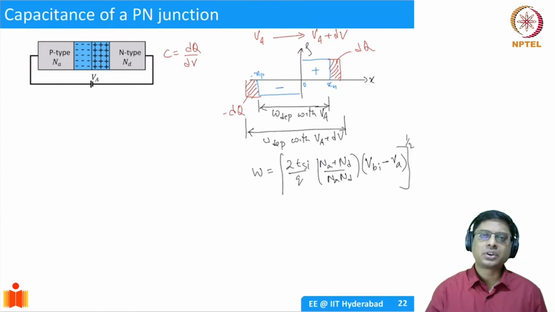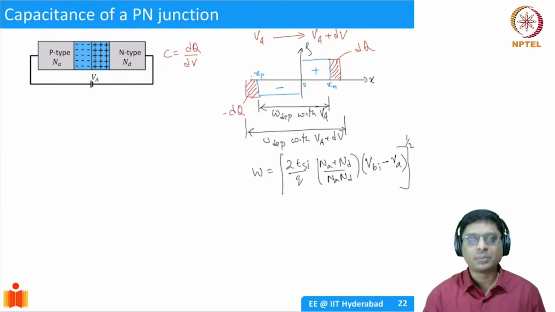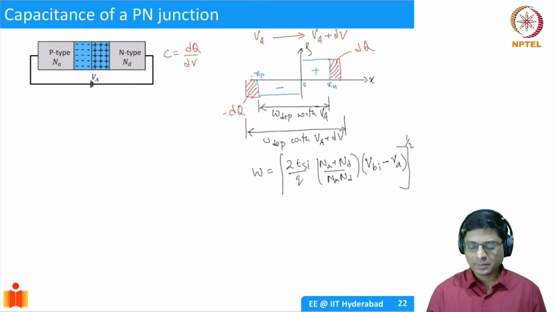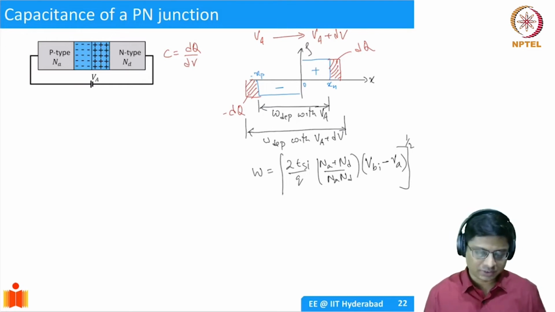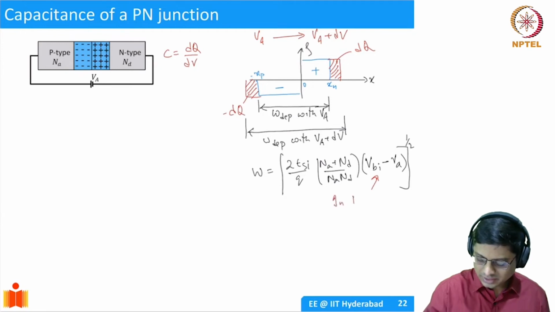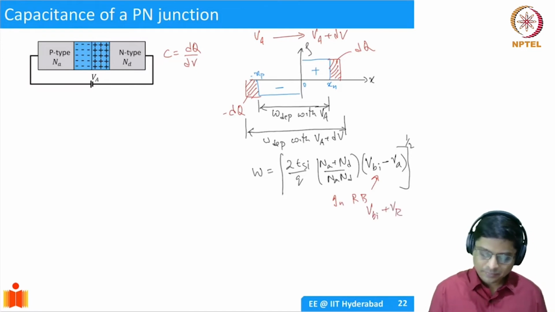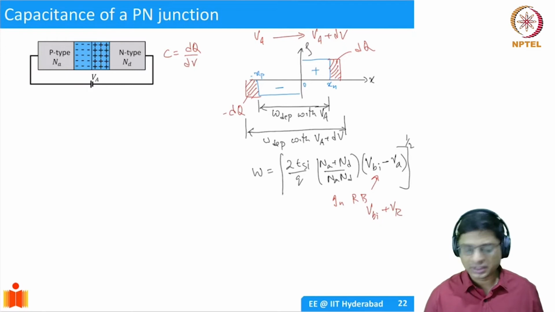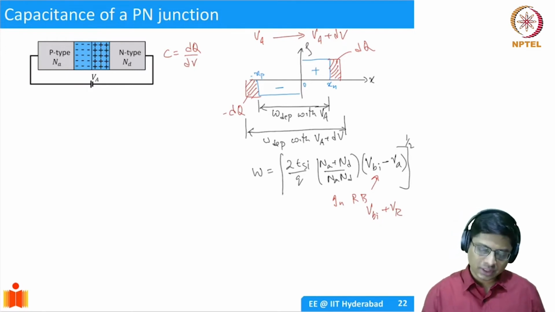Okay. As you go to stronger and stronger reverse bias, VA will be minus VR. If you take VR as the reverse bias voltage, the VA will be minus VR, so that will increase, width will increase. Okay. So in reverse bias, this will be VBI plus VR. Okay. So as you increase the reverse bias voltage, it will simply increase the depletion width. Okay. So far, no surprises really, right?